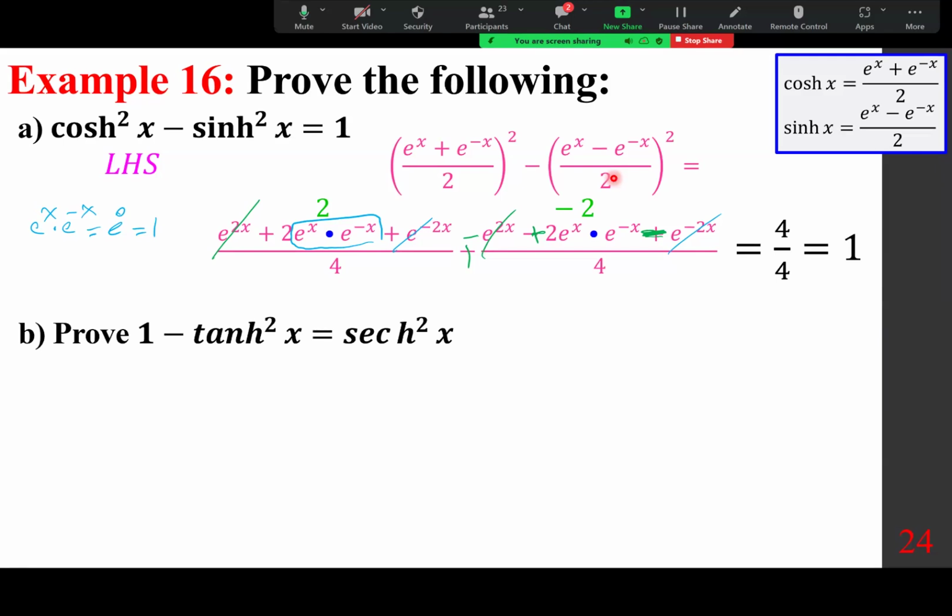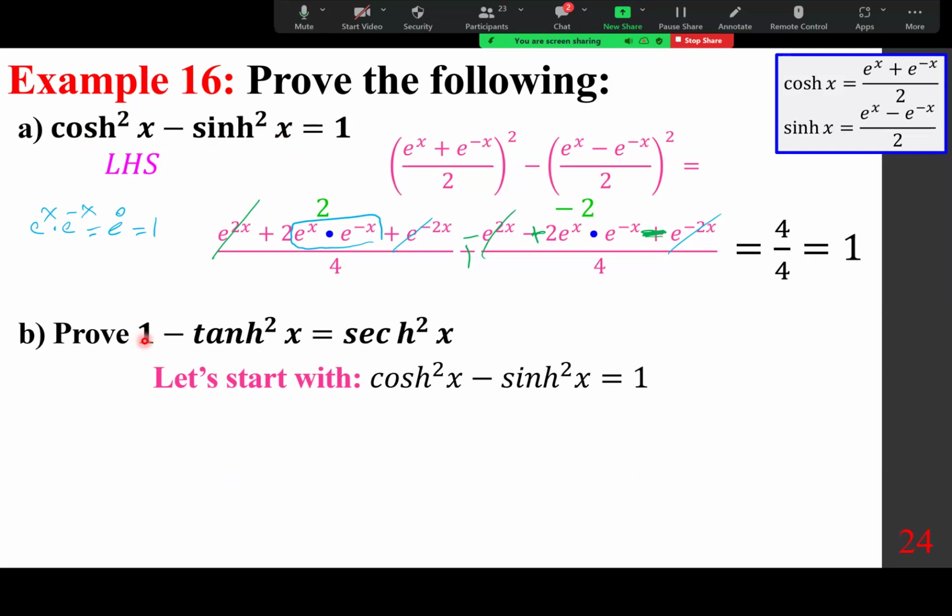Prove 1 minus hyperbolic tangent squared x equals hyperbolic secant squared x. Just as we did with Pythagorean identities. This we have already proved. We're going to start with that.